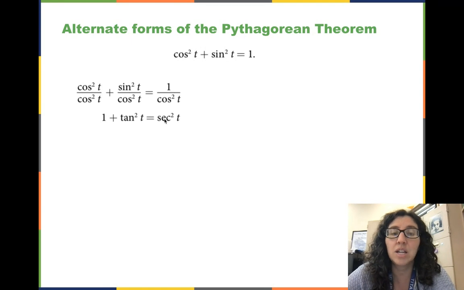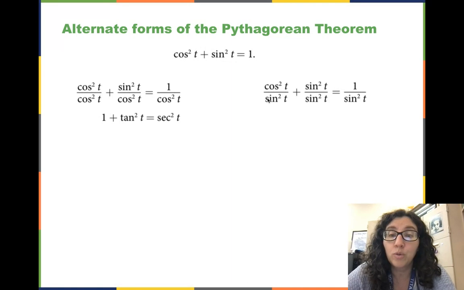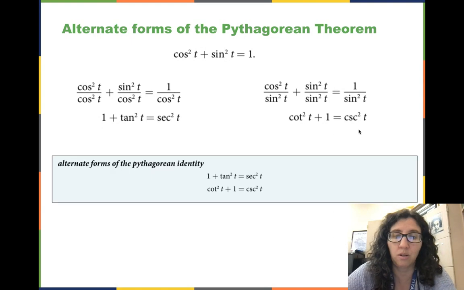So here is another form of the Pythagorean theorem. I am not good at remembering equations. Maybe you are, and you can remember this. I just remember this one and then divide through by cosine squared if I want to figure out what this is. What if we do the same thing with sine squared? Well, cosine over sine is cotangent. This is going to be 1. And 1 over sine is cosecant, right? So cotangent squared plus 1 equals cosecant squared.